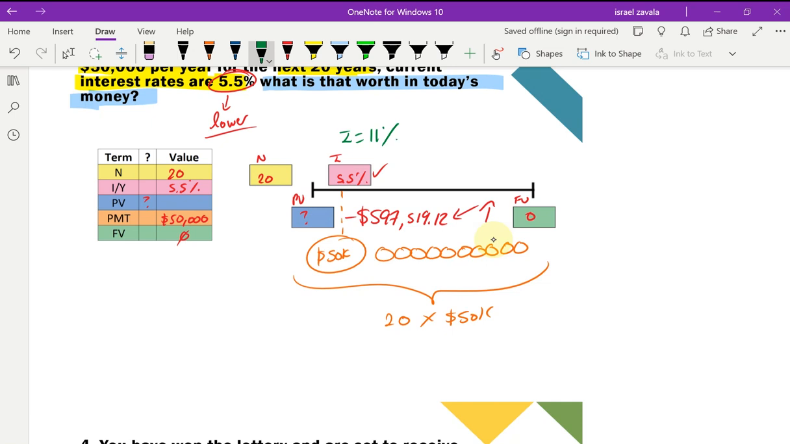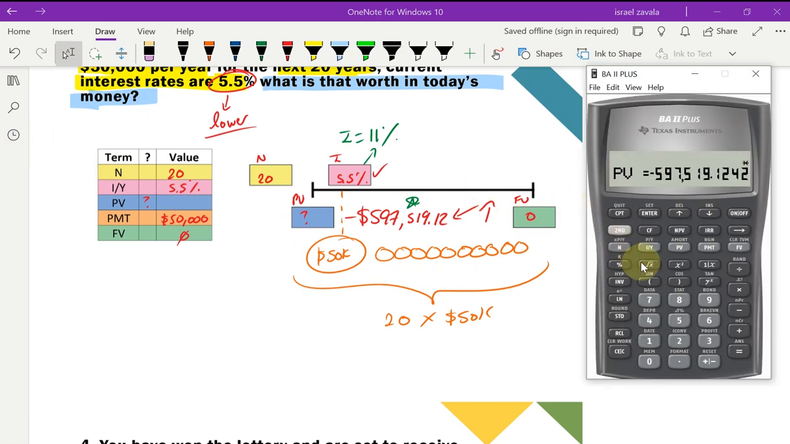So if we're changing the discount rate from 5.5 to 11, what would we expect the impact to be on the 597,000? Would we expect a larger number, or would we expect a smaller number? Think about that for a second. And let's go to the financial calculator.